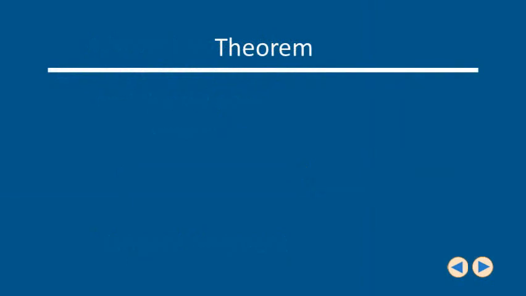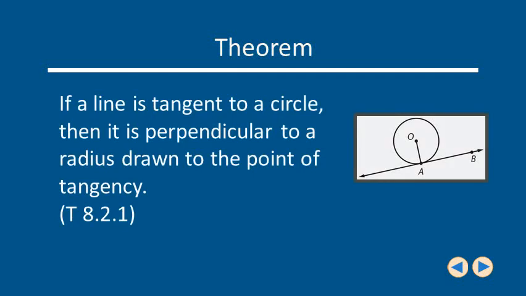All right, here's our first theorem. If a line is tangent to a circle, then it is perpendicular to a radius drawn to the point of tangency. And they prove this here at the bottom of page 351 with an indirect proof.